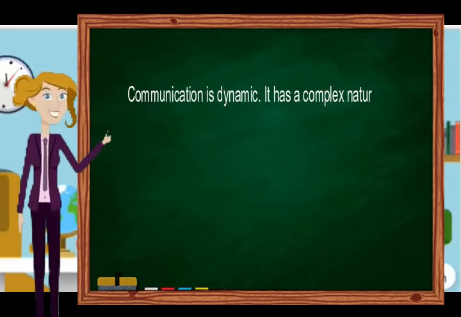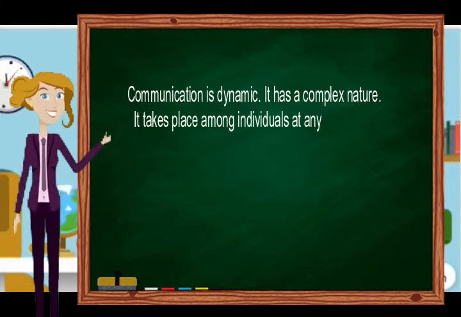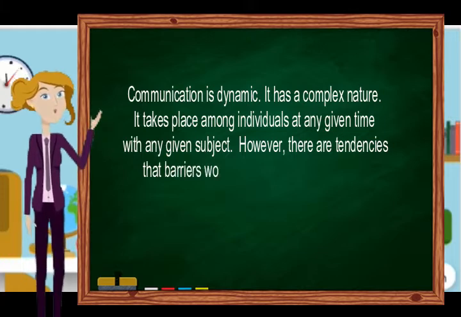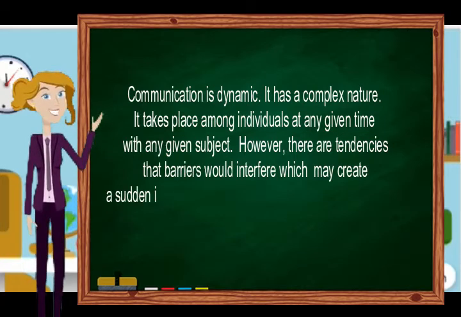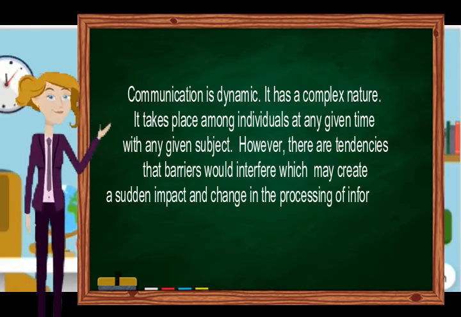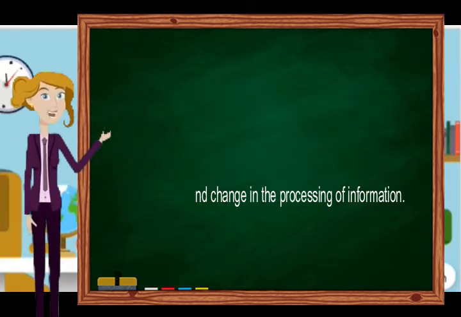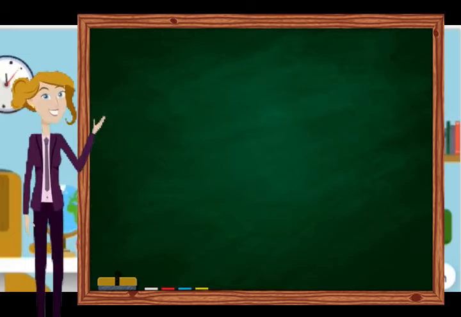Communication is dynamic. It has a complex nature. It takes place among individuals at any given time with any given subject. However, there are tendencies that barriers would interfere, which may create a sudden impact and change in the processing of information. Alright, introducing to you the third model.